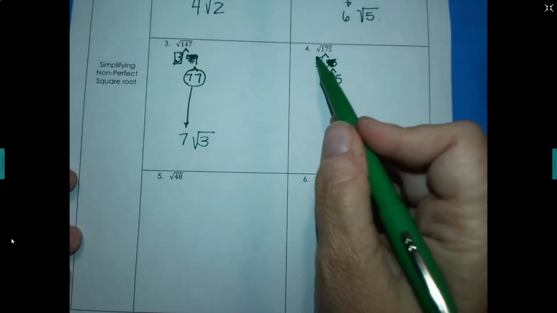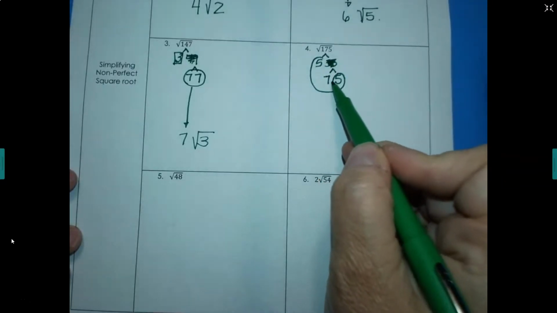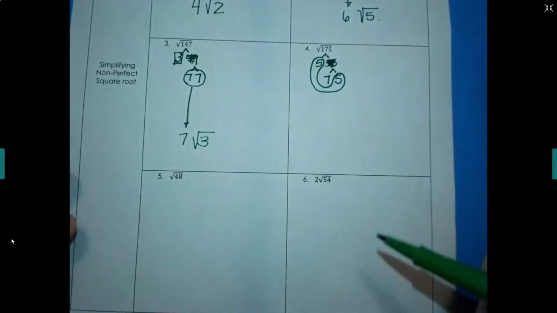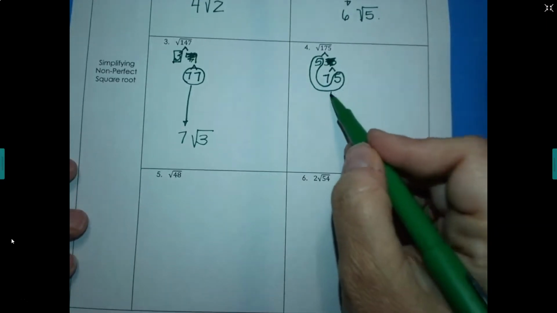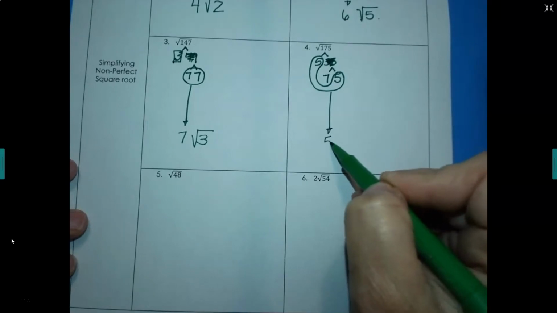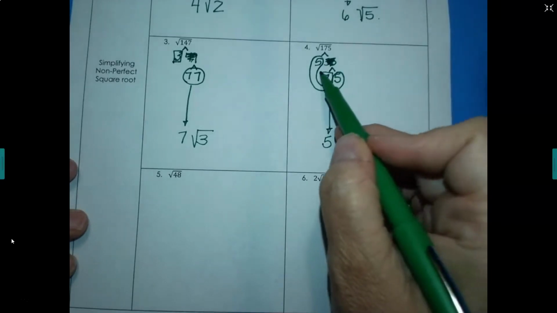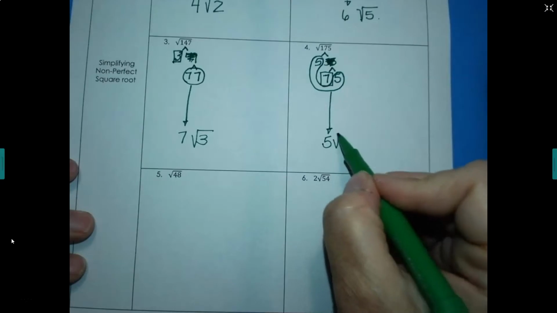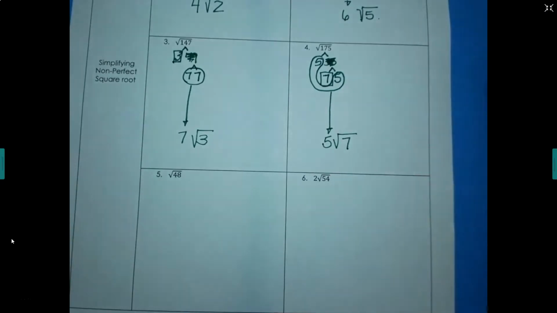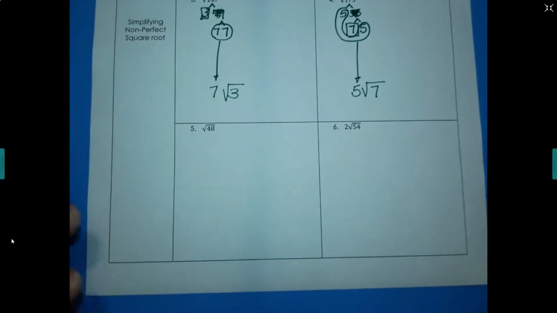So when I look for pairs, I see there's a 5 and a 5. It doesn't matter that the pair is not side by side. We're looking for 2 of the same numbers. That means a 5 is going to come to the outside. And this 7 right here is unpaired, so he remains under the radical. Okay. 2 more. Square root of 48.